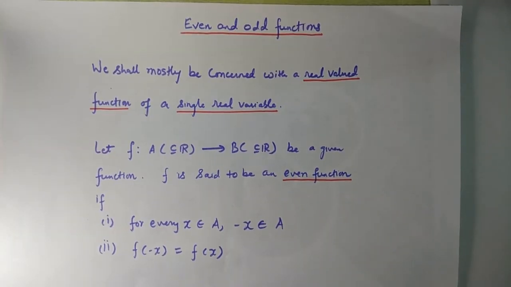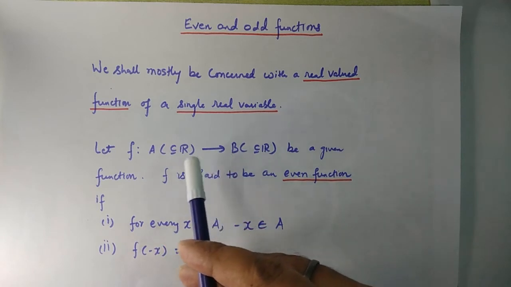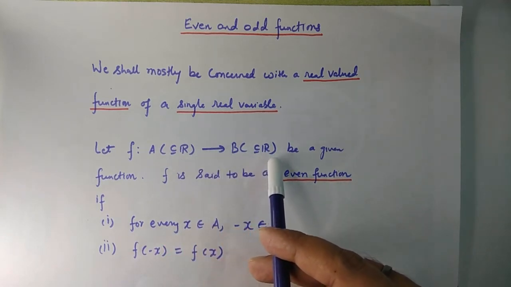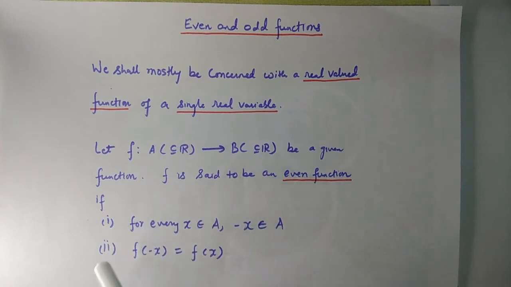We shall mainly be concerned with a real valued function of a single real variable. So let f be a function from A to B, where both A and B are subsets of R. f is said to be an even function if the following two conditions are met. For every x belonging to the domain A, minus x must also belong to A, and f of minus x should be equal to f of x.